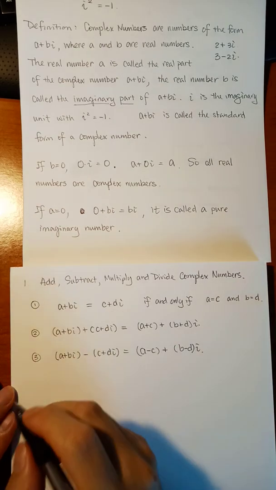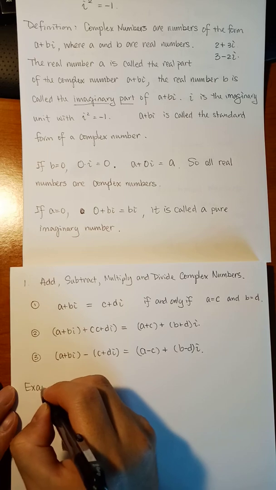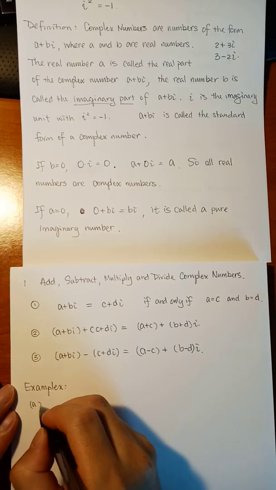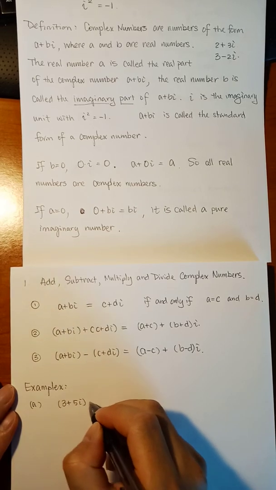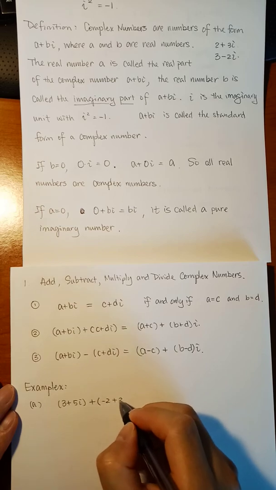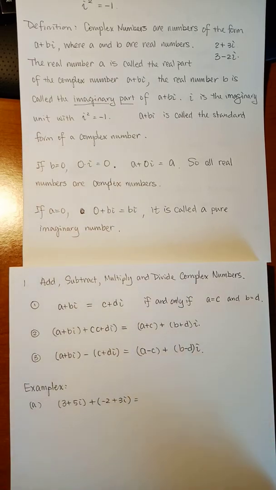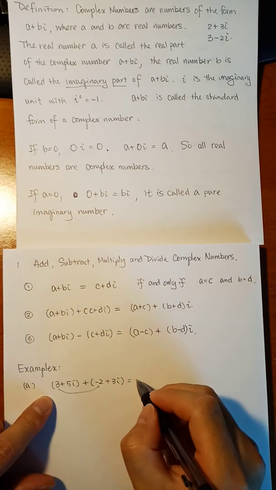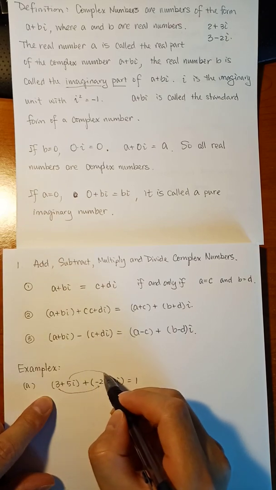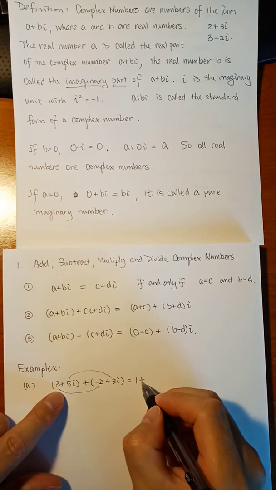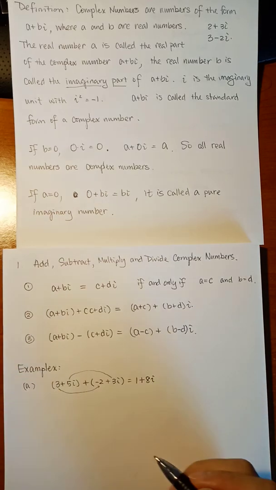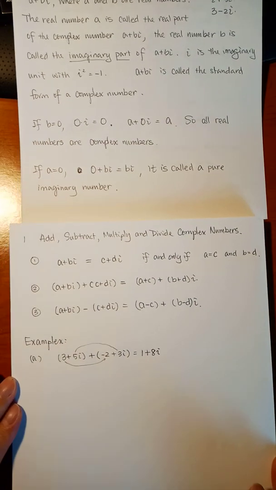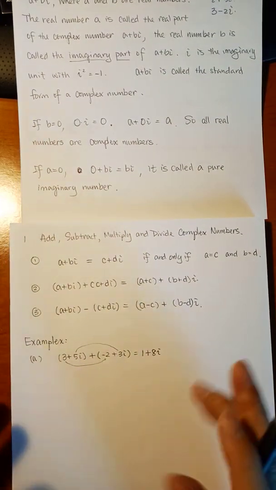Good. Now let's see the example. Well, the example will be very straightforward. If we have 3 plus 5i and plus negative 2 plus 3i, how do we add two complex numbers? We're going to add these two numbers: 3 plus negative 2, 1. We're going to add these two numbers: 5 plus 3, 8. 1 plus 8i. And that's it. As simple as real numbers. Just add the corresponding parts.